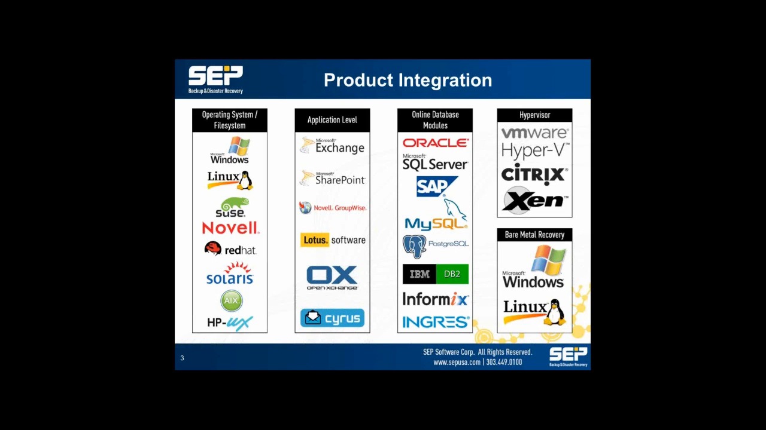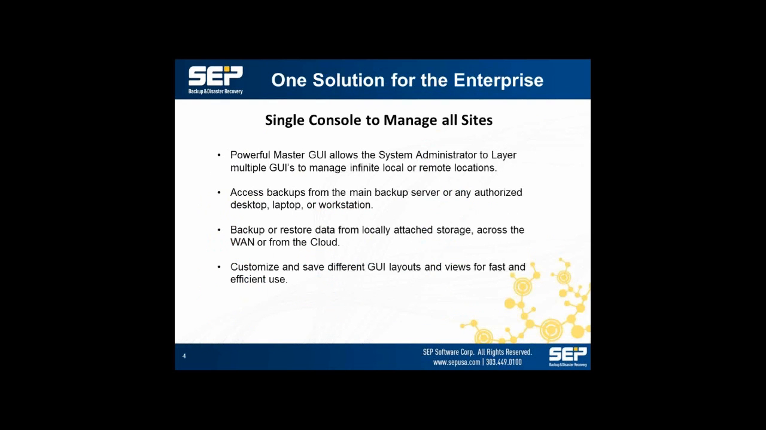So on the upper right, full support for VMware, Hyper-V, Citrix XenServer, and open source Xen. And then we also have bare metal support for physical machines for Windows and for Linux. And we'll get into a little bit more of some of the features and functionalities and how we support these different applications as well.